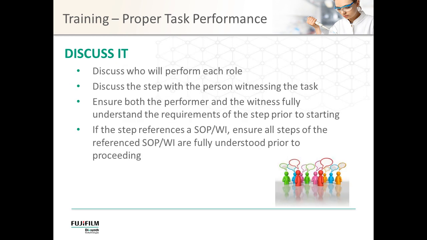The first step is discuss it. This step ensures both people are on the same page by identifying their roles, and it ensures they have the same understanding of what the step requires prior to execution. If both people are not in agreement, or there are any questions about the task, stop and escalate to area management immediately. Deviations have occurred because the performer and the witness were not aligned on the step requirements.